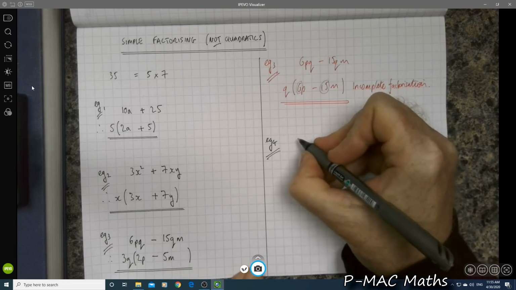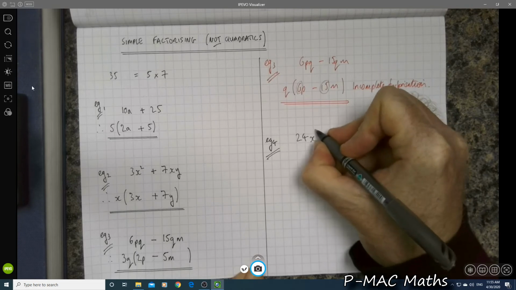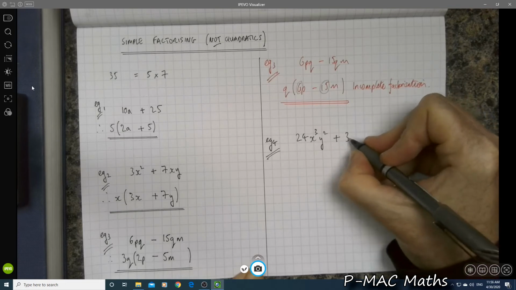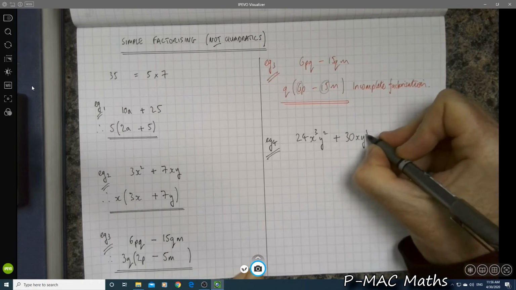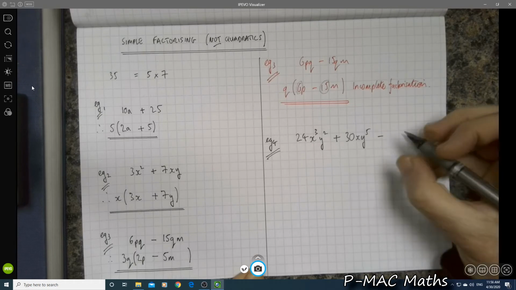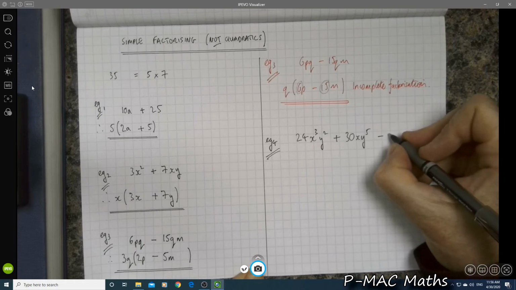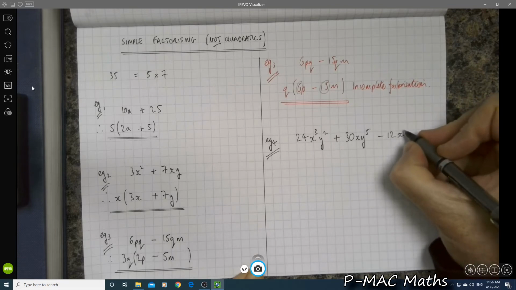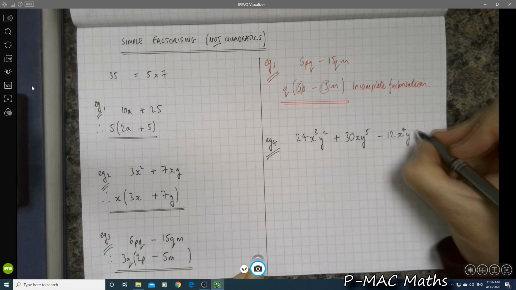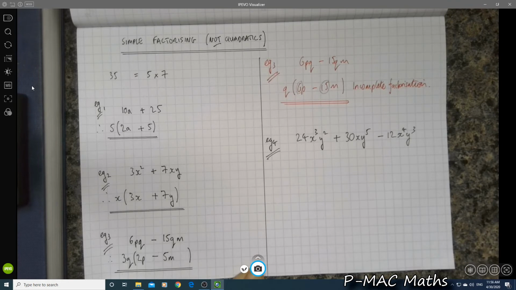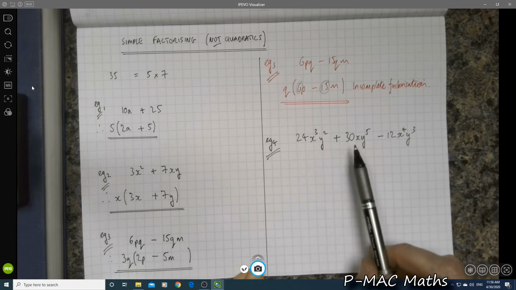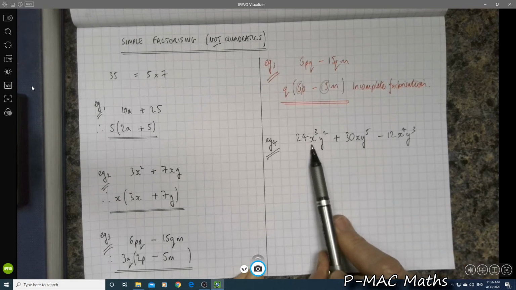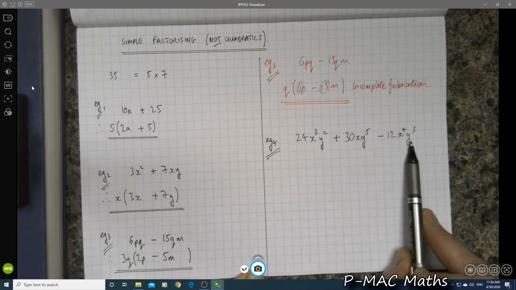Let's go for 24x cubed y squared plus 30x y to the power of 5 minus 12x to the power of 4 y to the power of 3. Now, we've got 3 terms. The 3 terms all have a number, some x's multiplying and some y's multiplying.